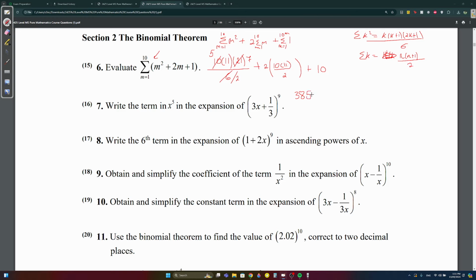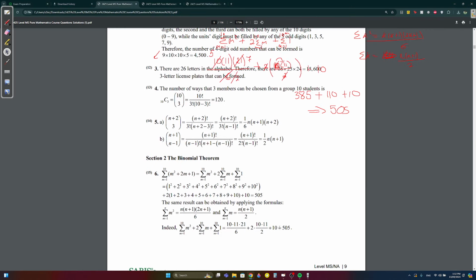It should be 385. Plus here, actually, no, you can just cancel this 2 with this 2. You're going to get 10 times 11, which is 110. That you do your own way, or you can just put it in a calculator, whatever. You get, let me see, 120 plus 385, that's 505, if I'm not wrong.